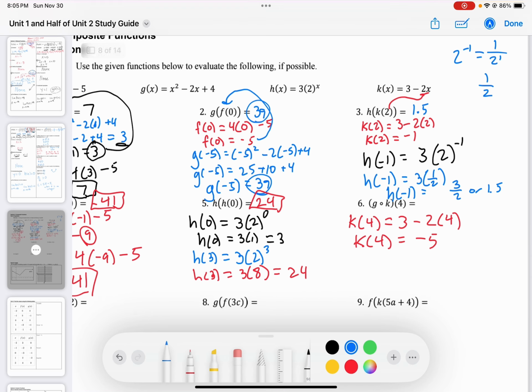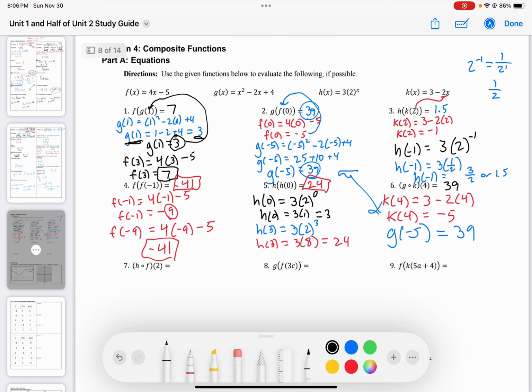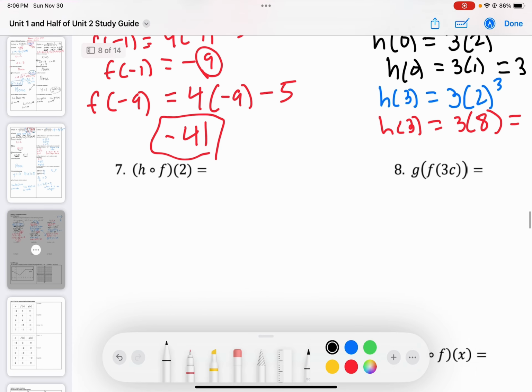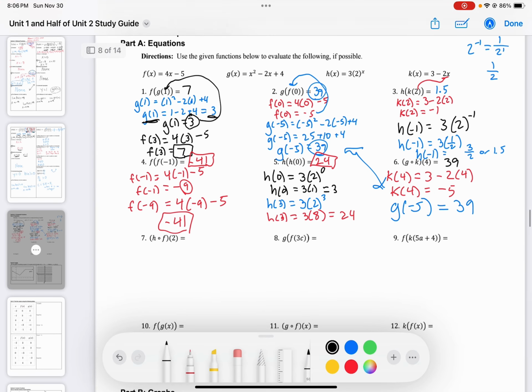Oh, we already input negative 5 into g over here. We already did that over here. So we just know this is 39. I'm going to just take a shortcut. G of negative 5 is 39. Already did that math.